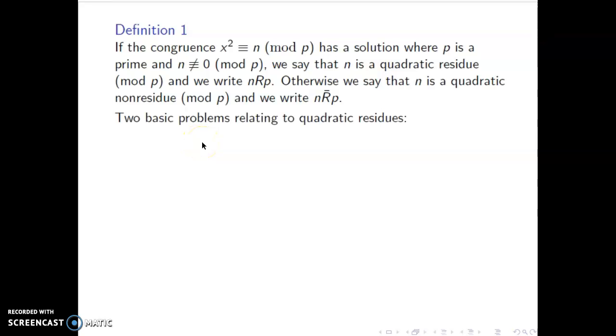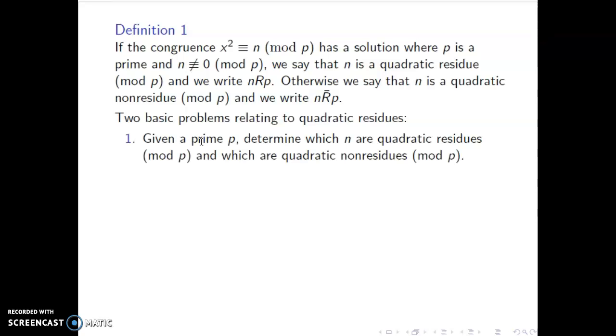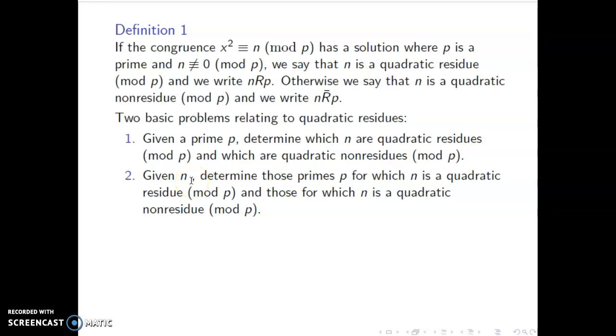Now, two basic problems arise when we talk about quadratic residues. Number one is, given a prime p, find out those values of n which are quadratic residues mod p and which values of n are quadratic non-residues mod p. And two, given a number n, determine those primes for which n is a quadratic residue mod p and those for which n is a quadratic non-residue mod p.